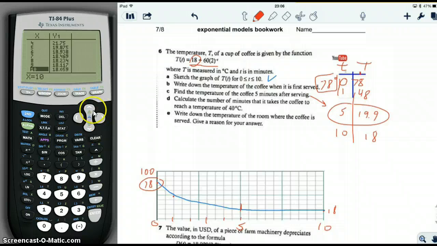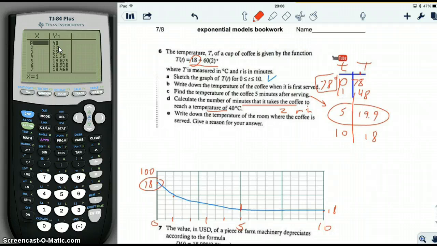Let's see exactly how many minutes afterwards. See how useful it is to graph. We're getting answers to things we didn't even know we were supposed to answer yet. So between 1 minute and 2 minutes, it crosses 40 degrees. It says calculate the number of minutes that it takes for the coffee to reach a temperature of 40 degrees. Well, between 1 and 2 minutes, let's say 2 minutes.